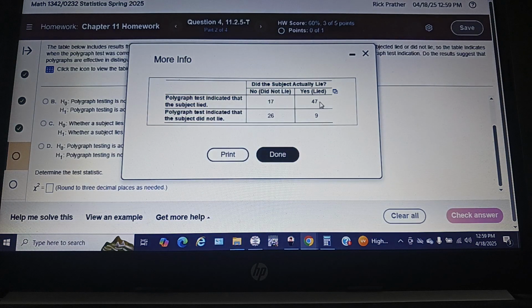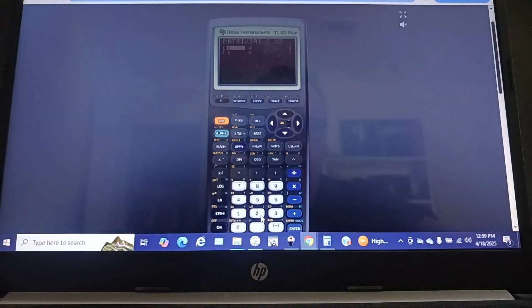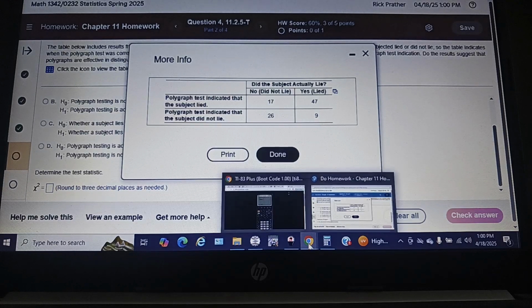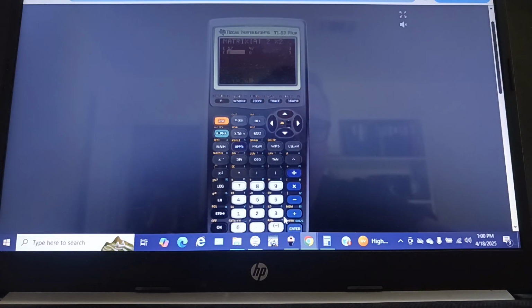So just type all 4 of these numbers in exactly in the same order. Put the 17 first, then the 47, then the 26, and then the 9. 17, enter. 47, enter, and it wraps you around to the next number that you need. 26, enter, and 9, enter. You fill in matrix A.